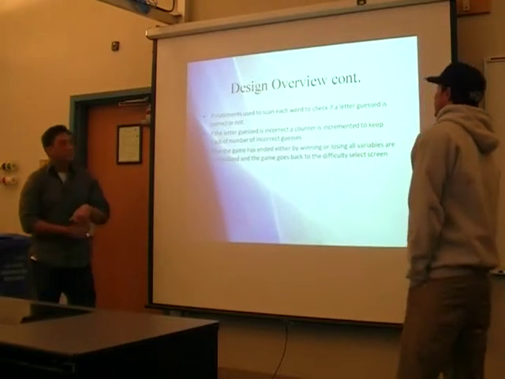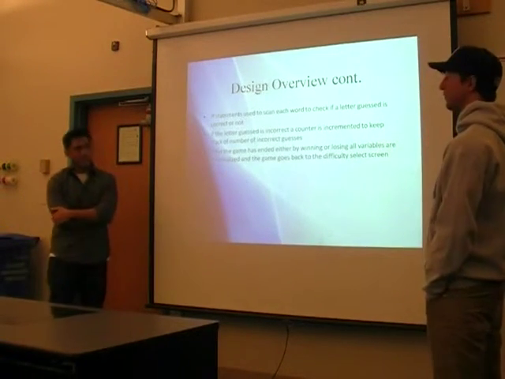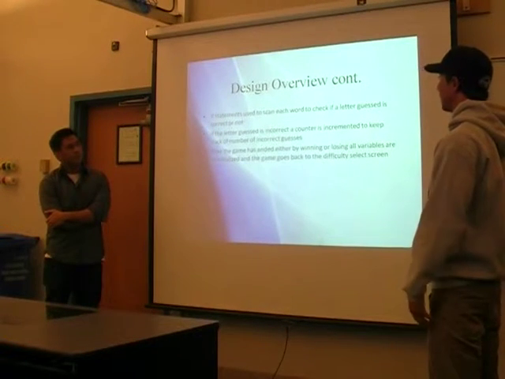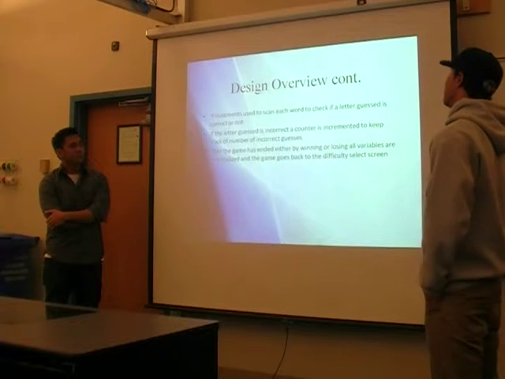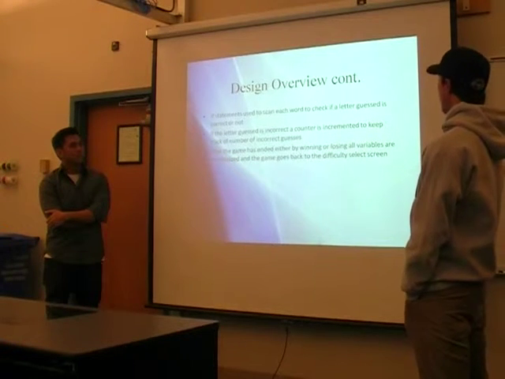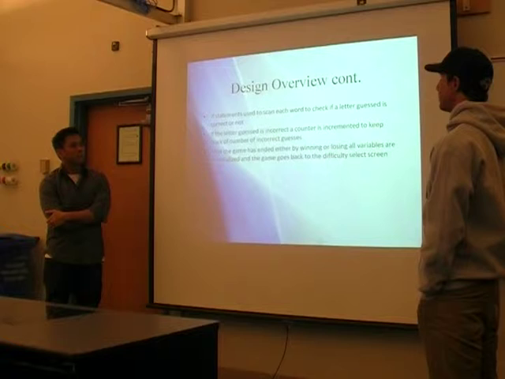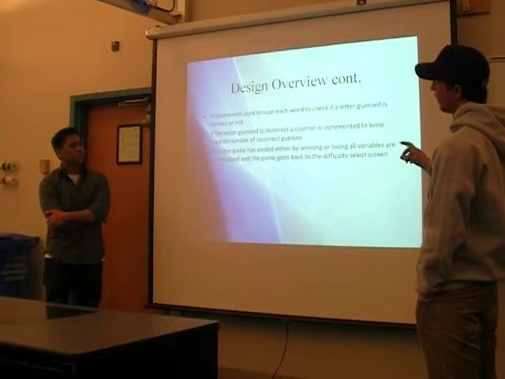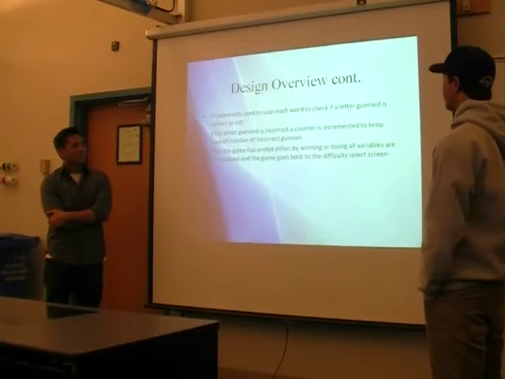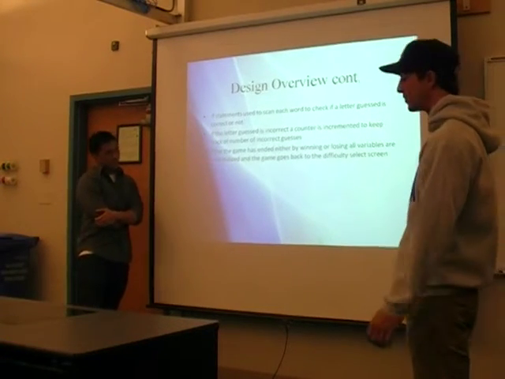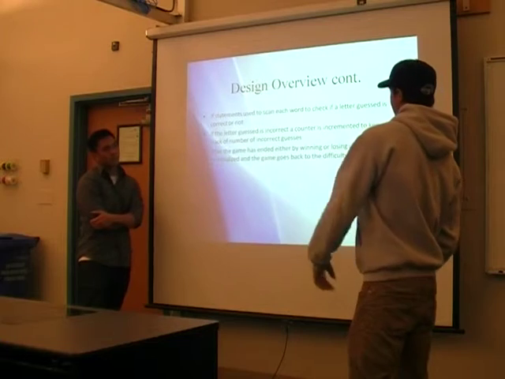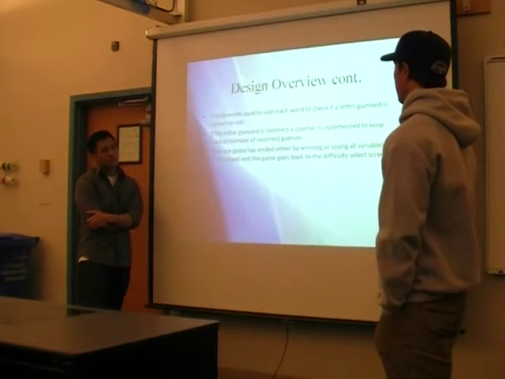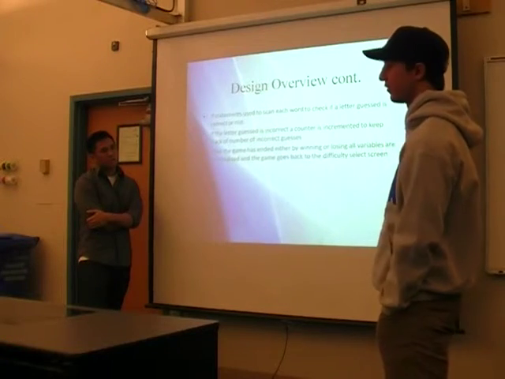Basically there's a lot of if statements that are used to scan through each letter to see if it has been guessed, as Mike explained with that flow diagram before. And we have a counter that keeps track of how many wrong guesses, so that it can create the Hangman and you can tell when the game's over. After the game is ended, either by winning or losing, all the variables are reinitialized, and the game goes back to the difficulty screen.